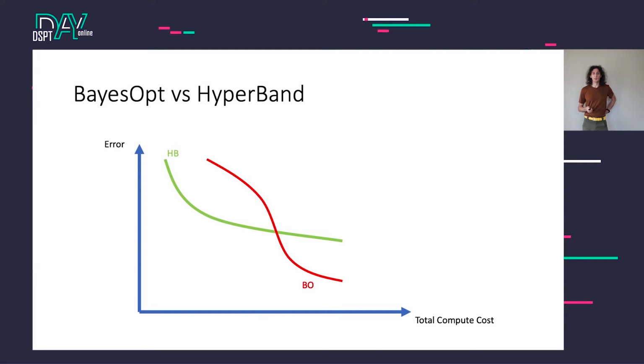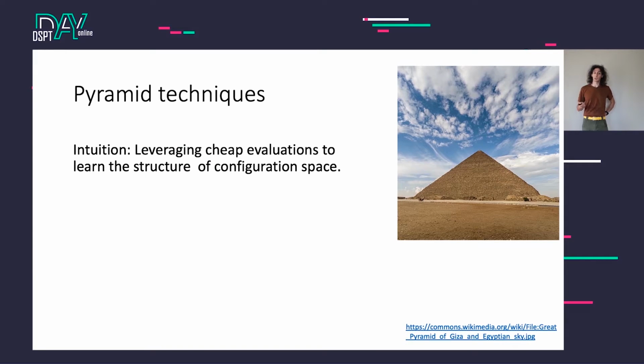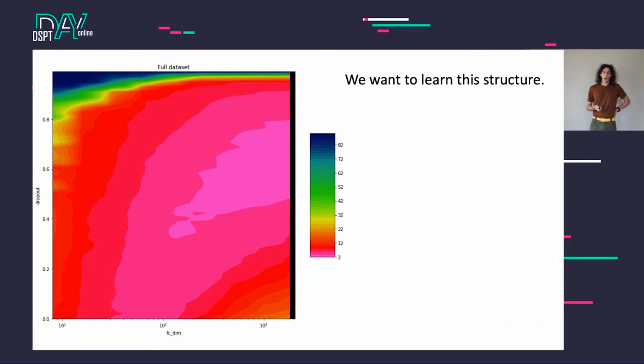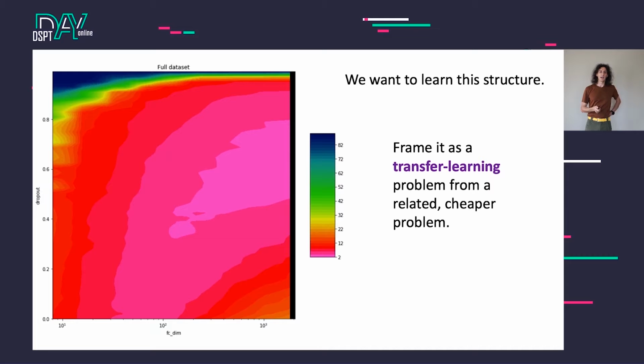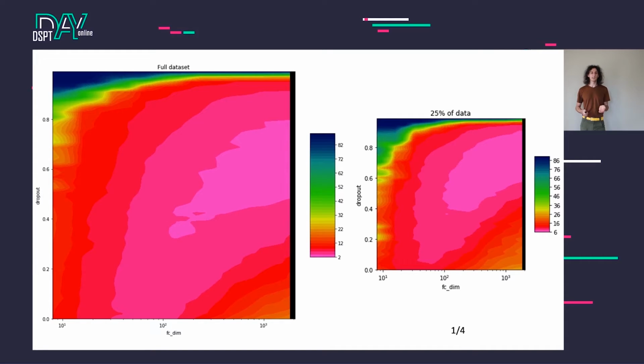So another technique that I love that we worked on at Amazon is what I call a pyramid technique. And it relies on the same intuition as Hyperband to use cheap evaluations to inform the configuration space. So if the problem is to understand this curve, this model, right, this configuration space, and find that bright pink area, with pyramids, we frame this as a transfer learning problem from a much cheaper related problem, which is running the same system on downsampled data.